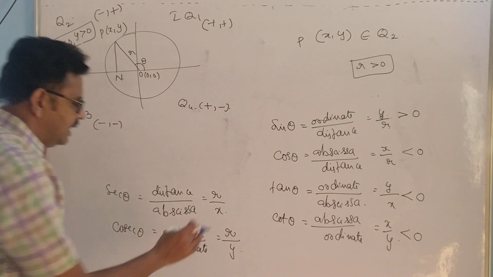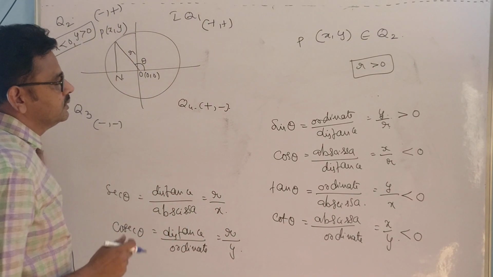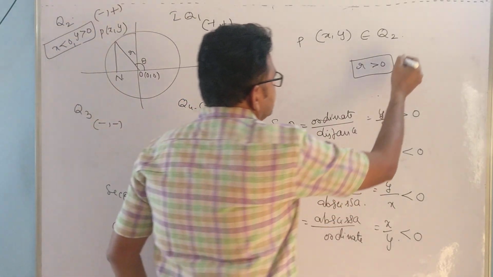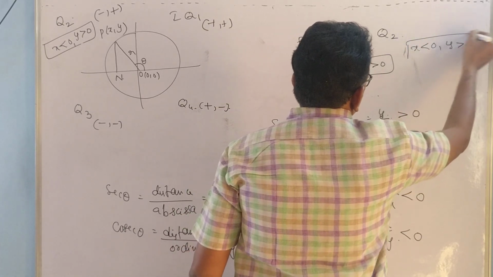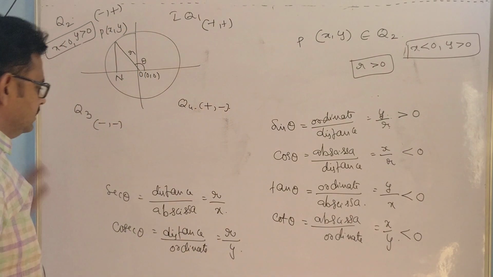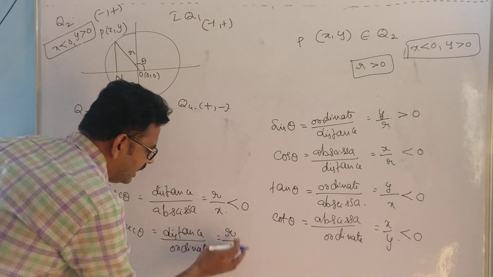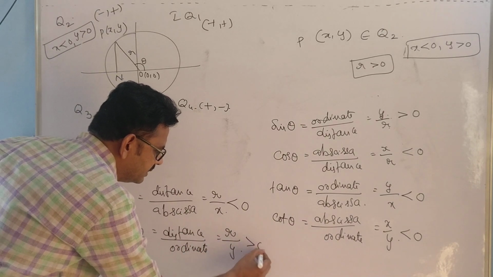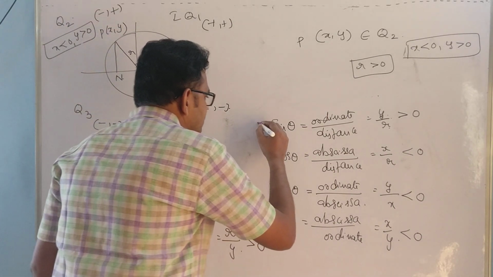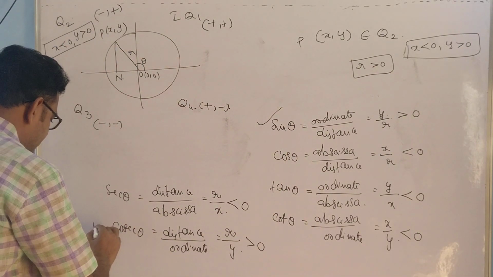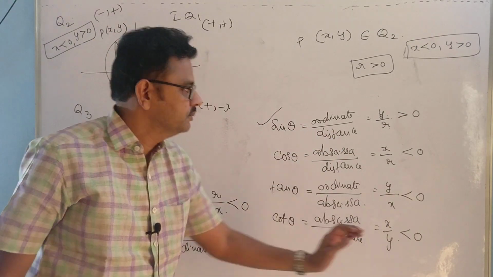And secant theta: r is always positive, x is negative, so it is less than 0. What about cosecant theta? R by y. R is always positive, y is also positive. Therefore, it is greater than 0. Now, in the second quadrant, only sin theta and cosecant theta are positive. Then the remaining trigonometric ratios are negative.